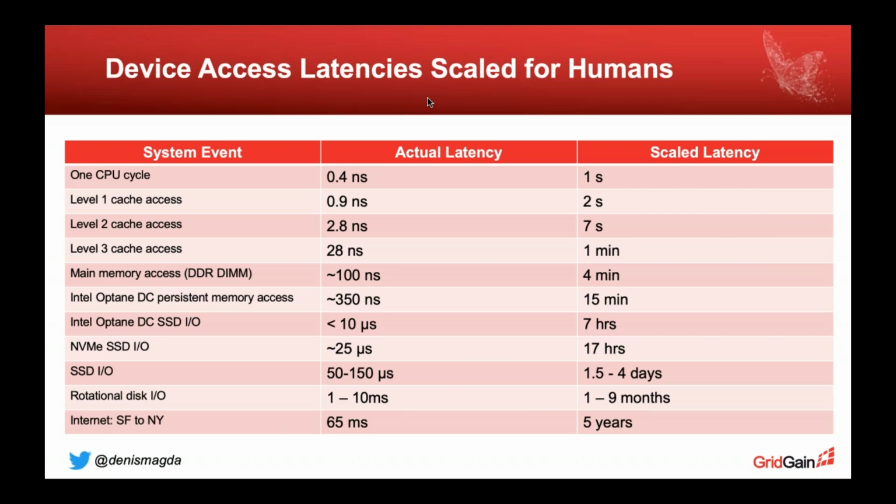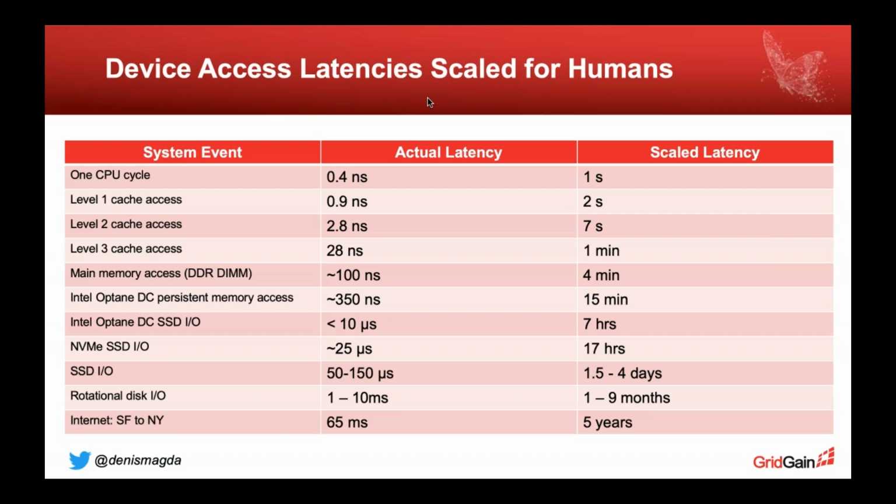As you can see on this table, it goes with 3 columns. In the first column, we are listing some of the system events, such as CPU cycles, level 1 cache access, SSD I/O, etc. In the second column, we can see actual latency time. How much does it take for a CPU to complete one of the operations to the left? And what's interesting, in the third column, we are trying to scale this actual latency to the units that can be perceived by us as humans more naturally.